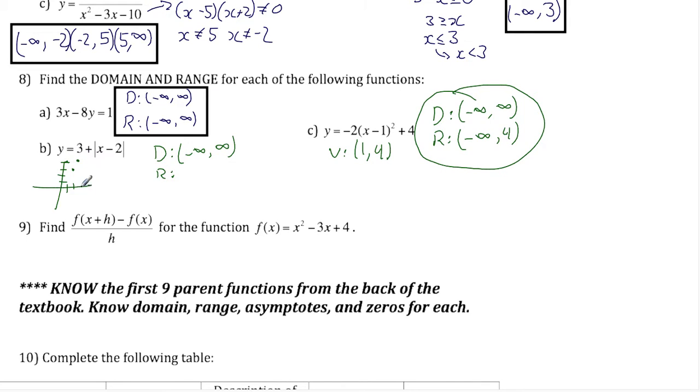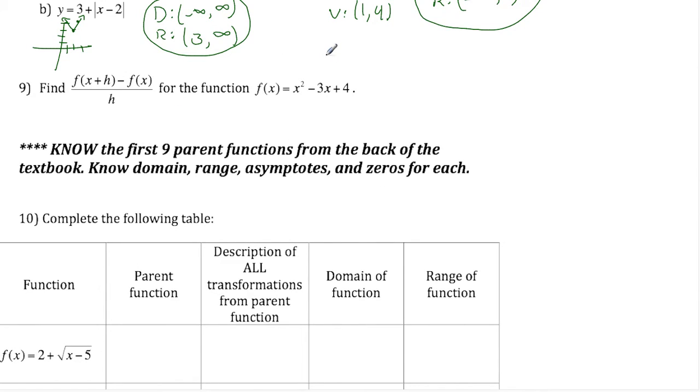You get up there, and you can see, oh hey, this is like a little V. This right here, (2, 3), is the lowest point. So the lowest y value is 3, and the highest is going to go all the way up to positive infinity. And so that's my range. Graphs are a great little tool to help figure this out. I'll leave that little picture there.